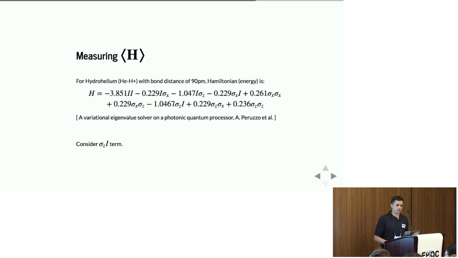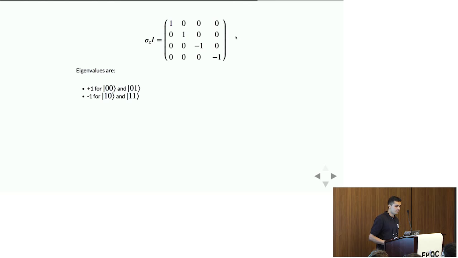So what does it mean to measure sigma zi? Sigma zi is a matrix that looks like that. And measuring an observable like this really means projecting the quantum state to one of the eigenstates of this observable. The eigenstates of sigma zi are actually very simple, which is why I picked it. It's just 0 0, 0 1, 1 0, and 1 1, which means that to measure it, you don't actually need to do anything special. You just measure it. And the eigenvalues are plus 1 and minus 1, plus 1 corresponding to 0 0 and 0 1, minus 1 corresponding to 1 0 and 1 1.